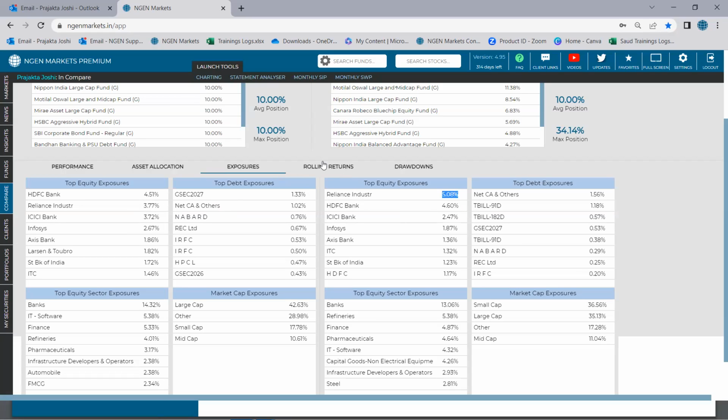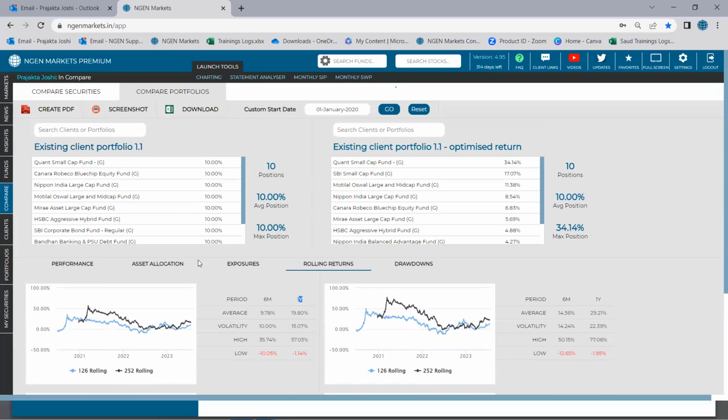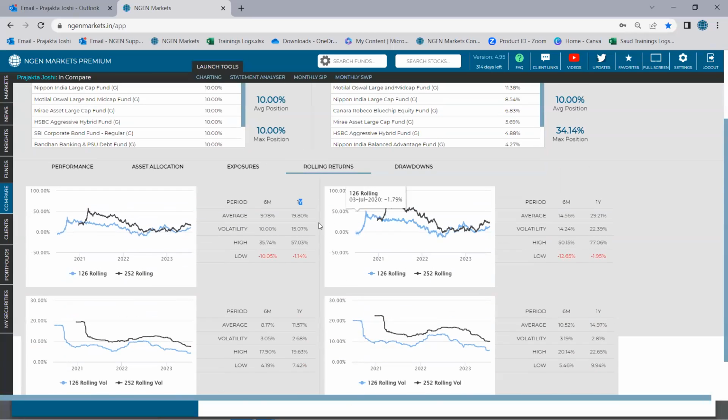Now moving on to the most crucial parts of comparison, which is rolling returns analysis and drawdowns analysis. So when we go to rolling returns, what we can actually see is there are, of course, two periods that are taken into consideration, 6 months and 1 year, which is definitely highlighted here. So you can see this black line over here, which actually differentiates this portfolio from the optimized portfolio. So everything lying on the left-hand side will be the statistics of the existing portfolio.